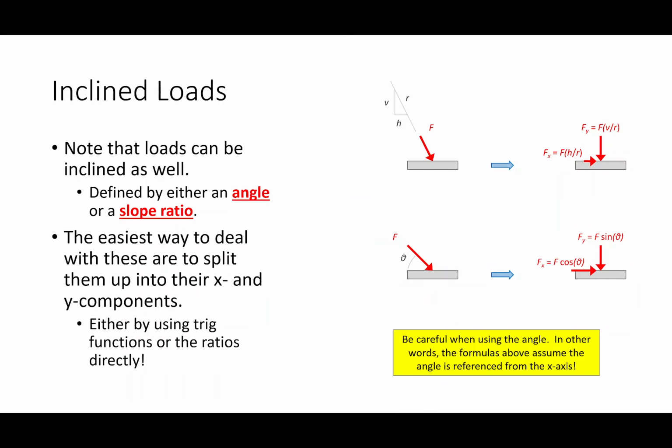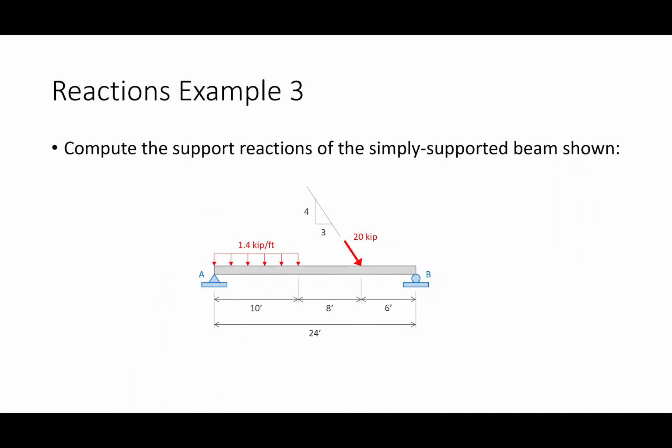Now, let's practice that. Let's do an example, okay? So I'm going to give you this example, and we're going to go through this one together. It's a lot like what we did last time, only instead of having a point load that's just vertical, I've got one at a bias, one at an angle. So let's see if we can knock this one out.